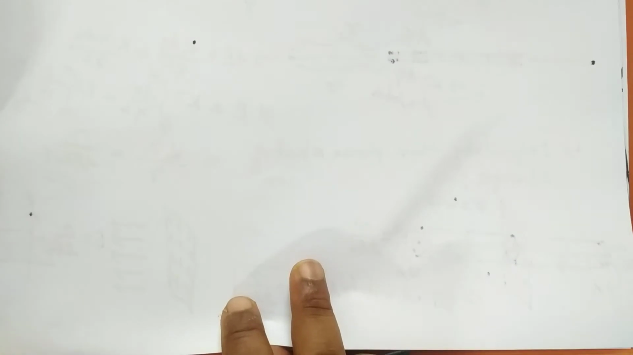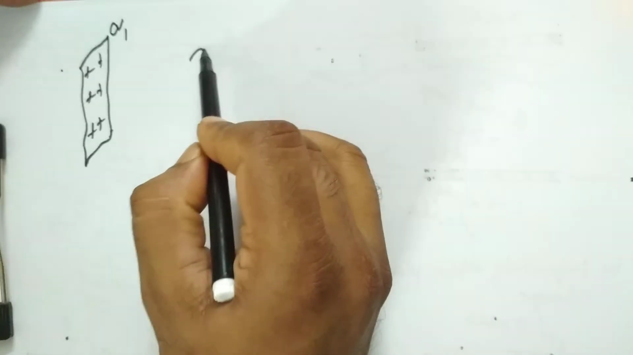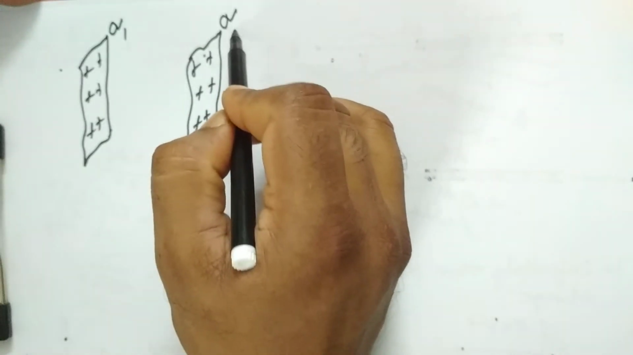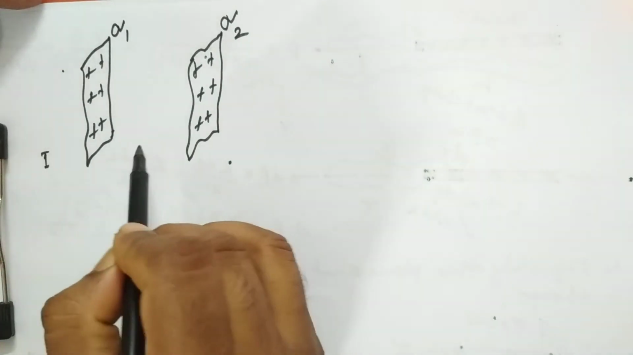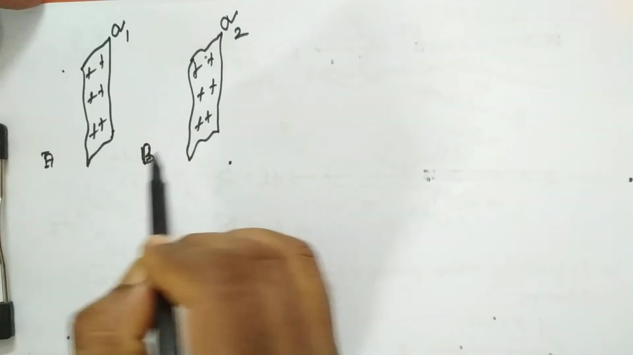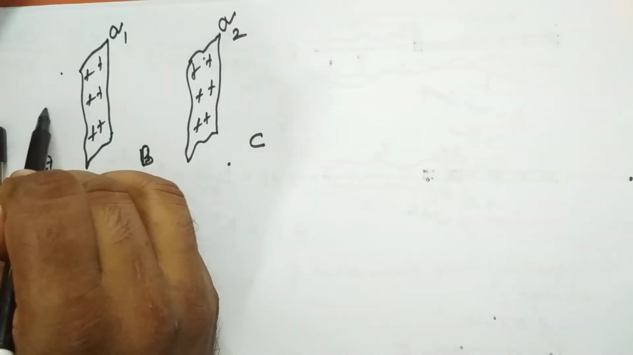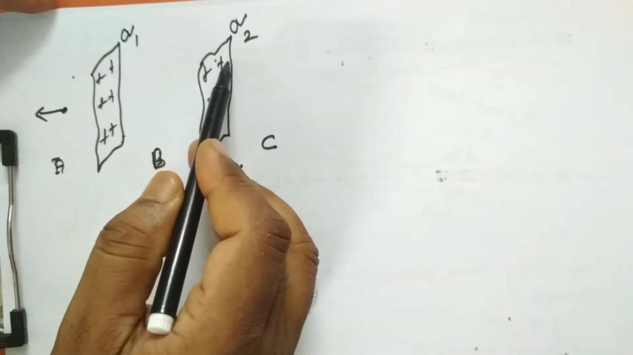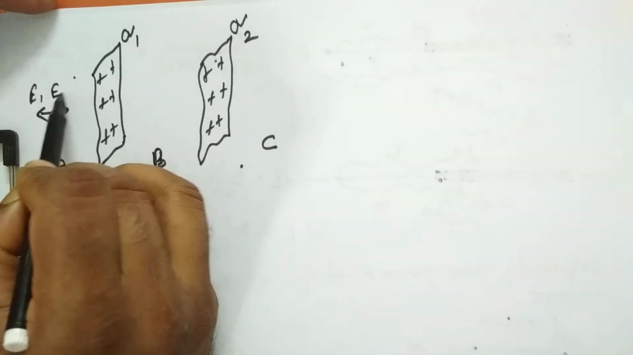So from here, if you want to go ahead, instead of one plane sheet of charge, consider two plane sheets of charge. This is one plane sheet of charge having surface charge density sigma 1, and this is the other plane sheet of charge having surface charge density sigma 2. This is region 1, let me call it region A, this region B, this region C. At this particular point, there will be two electric fields, one due to sigma 1, the other due to sigma 2. So this is E1, this is E2.